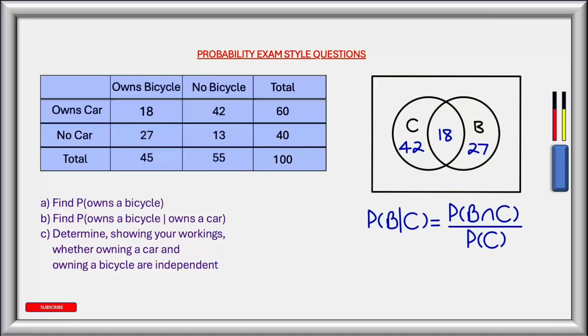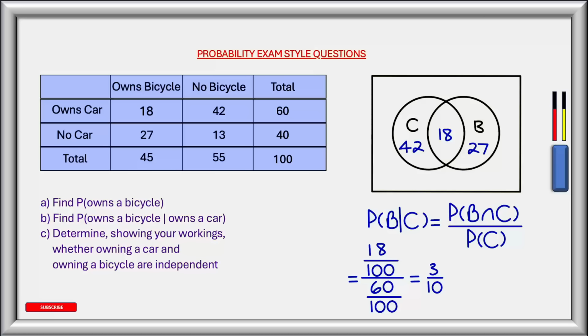And for part B, we're asked to find the probability of a randomly selected person owning a bicycle given that they own a car. So they definitely own a car. And we have a formula for this. So it's the probability of the intersection between bike and car divided by the probability of owning a car. So this is conditional probability, where our sample space shrinks because we definitely know that they're car owners.